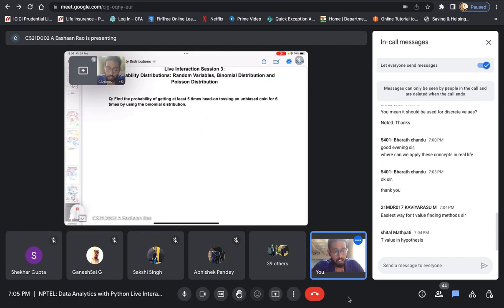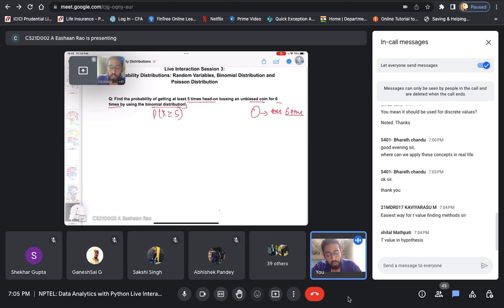Okay. So let's start with the question. The question is, find the probability of getting 5 times head on tossing an unbiased coin for 6 times. So I have a coin. I have to toss it 6 times, and I need to get the probability that at least 5 times, that is x should be greater than or equal to 5, for tossing of an unbiased coin, using the binomial distribution.